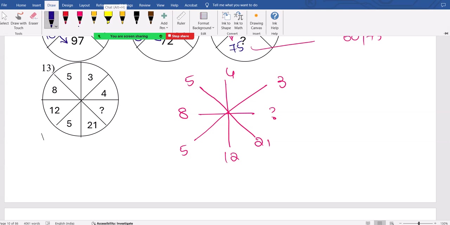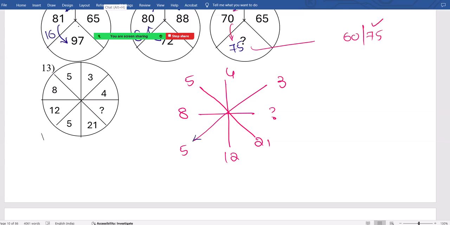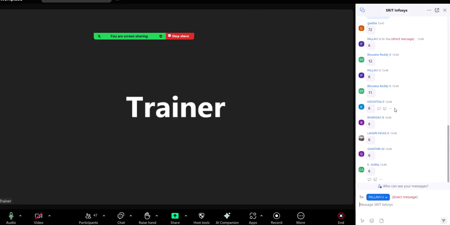Guys, what's the answer? Excellent question. This is 4, 3 as 12. I'm giving arrow marks for your understanding, but actually there are no arrow marks in the exam. I'm just giving them for your idea. 4 results to 12, 5 results to 21, 3 results to 5, 8 results to what? Anyone solve?